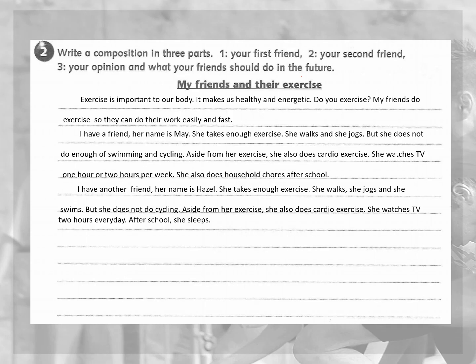I have another friend, her name is Hazel. She takes enough exercise. She walks, she jogs, and she swims, but she does not do cycling. Aside from her exercise, she also does brisk walking. She watches TV 2 hours every day. After school, she sleeps. I think both of them should continue exercising because it is good for their body. It would also make their mind alert at all times.